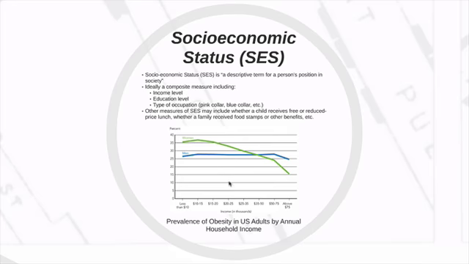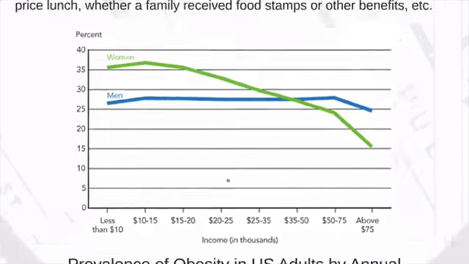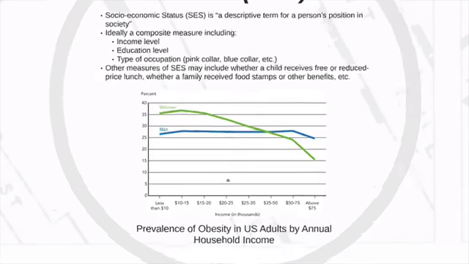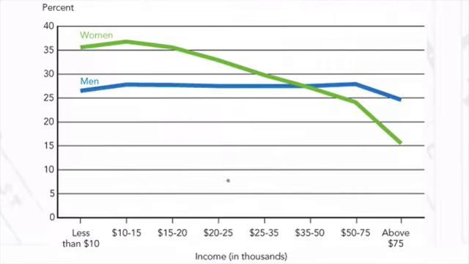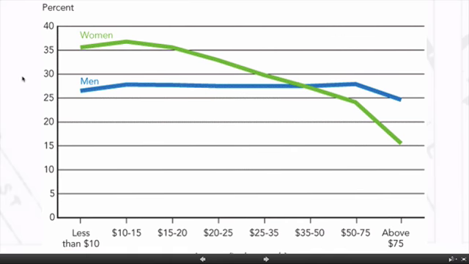Okay. So let's see if I can zoom into this. Sorry about that. The prevalence of obesity, here we're looking at adults by annual U.S. household income. So here we're looking at one indicator of SES, which is household income. And again, this is adults. Previously, we looked at children. On the x-axis, we can see income in thousands, and this is household. And then on the y-axis, we have prevalence or percent.